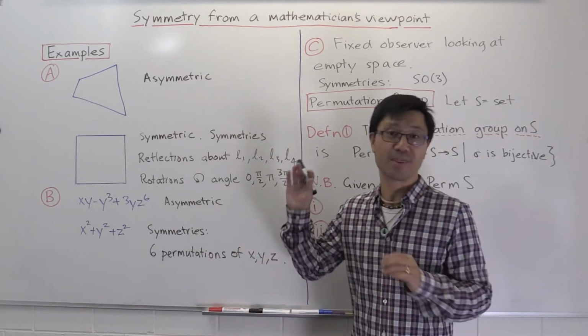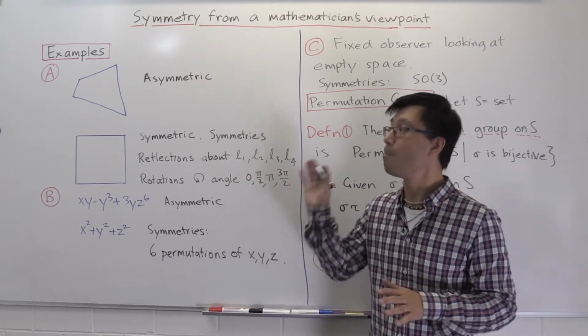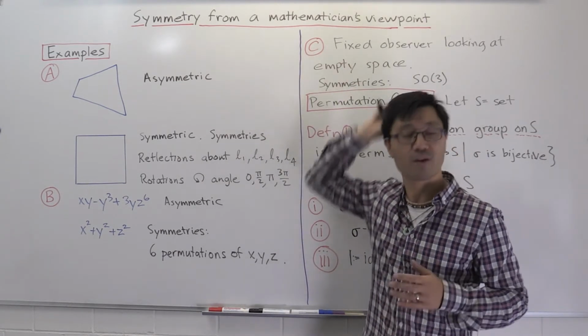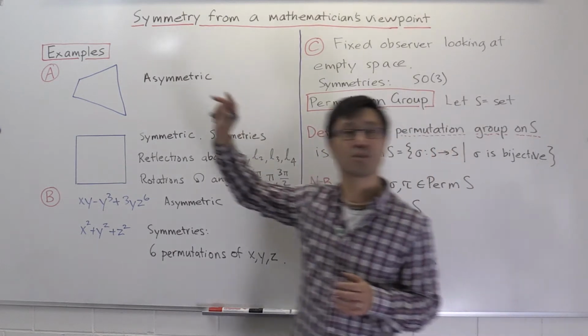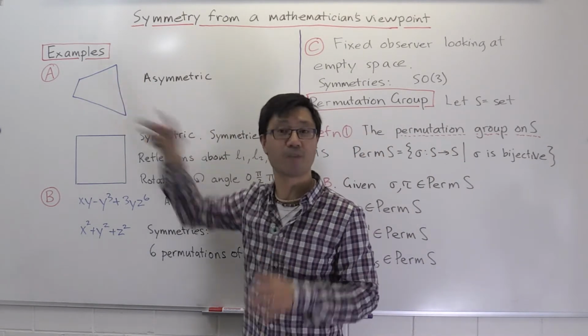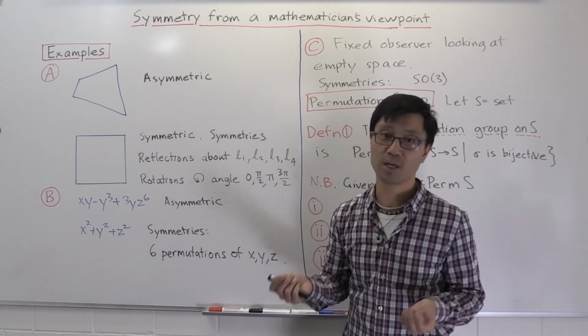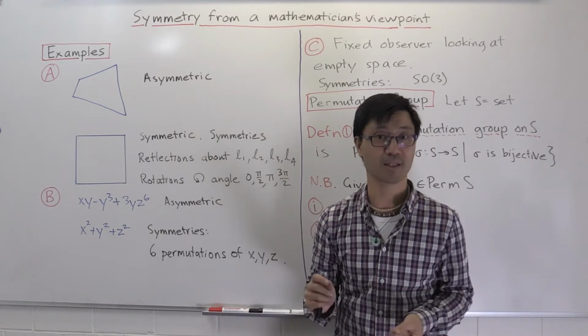So what we're going to do in this video today is motivate the definition of groups by looking at symmetry from a mathematician's viewpoint. Okay, so to start, I'm going to have a look at some examples of asymmetric and symmetric objects so that you can see what we mean by symmetry and how we can express it mathematically.